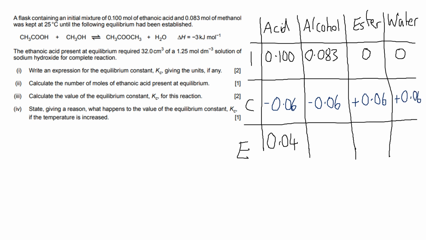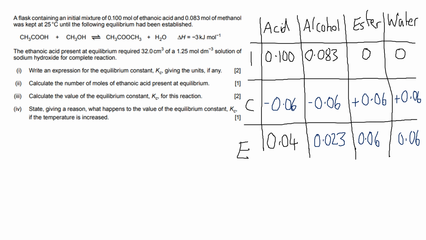So now we can work out all the other equilibrium moles. So the moles of the alcohol at equilibrium must be 0.023. And then the ester and the water must both be 0.06. So once you've worked out all your equilibrium number of moles, we're not told the volume of the container here, so we're just going to assume that these moles are the same as moles per dm cubed.